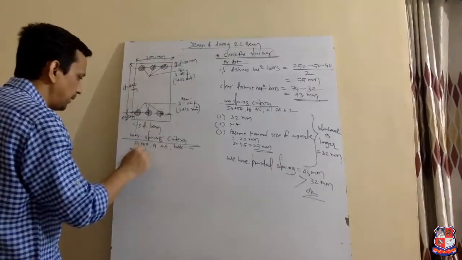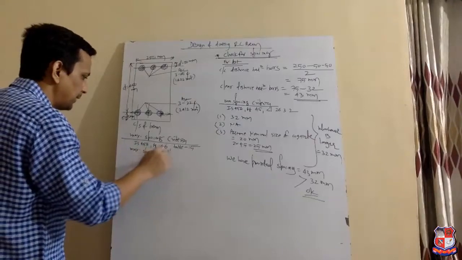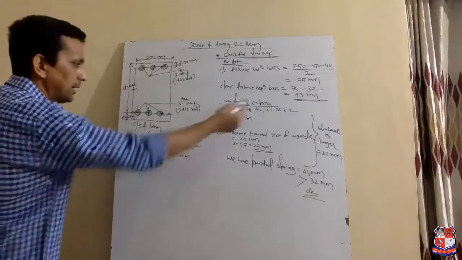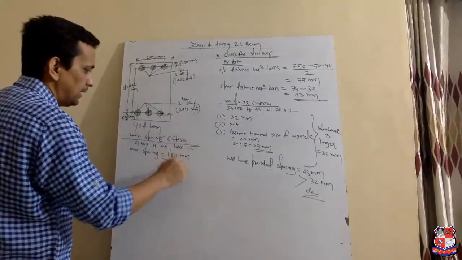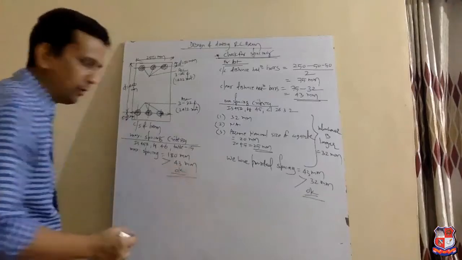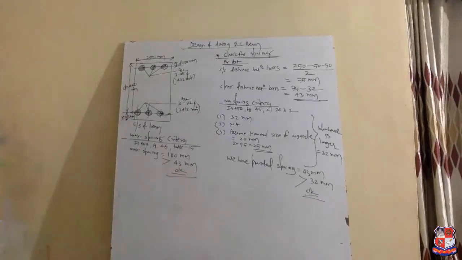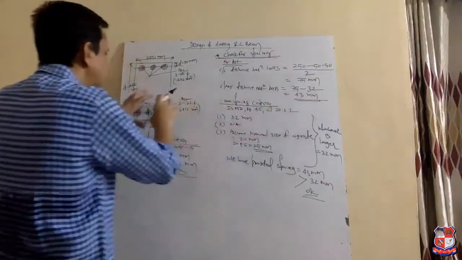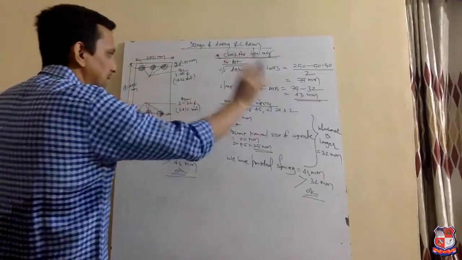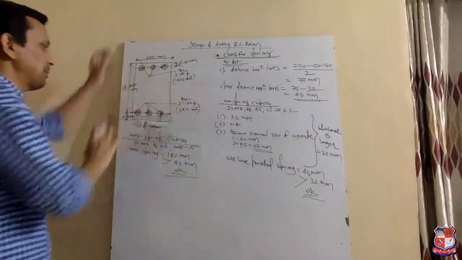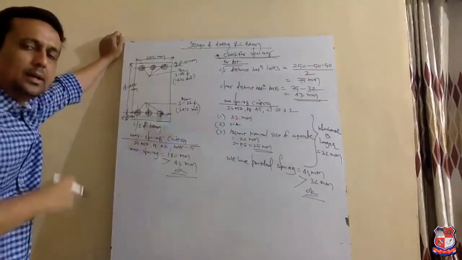So maximum spacing is equal to 180 mm, and our spacing is less than the maximum spacing. That's why it is okay, right? So our spacing in tension reinforcement satisfies the minimum spacing as well as the maximum spacing criteria.